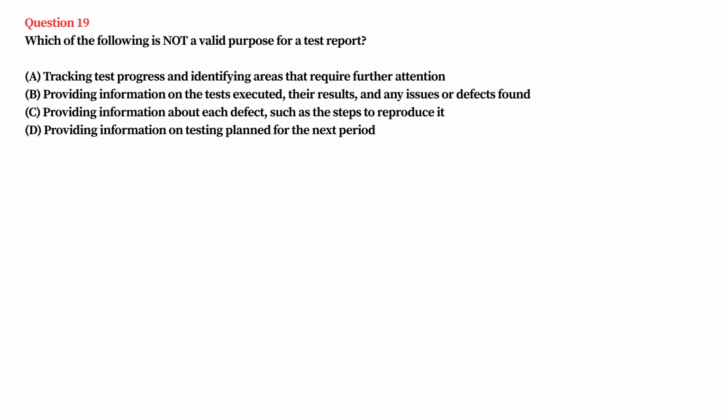Answer B is not correct. Providing information on the tests executed, their results, and any issues or defects found is an example of summarizing the test activities performed at a given test level. This is one of the purposes of test reports. Answer C is correct. Providing information about defects is the purpose of a defect report, not a test report. Answer D is not correct. Providing information on testing planned for the next period is one of the purposes of test reports.